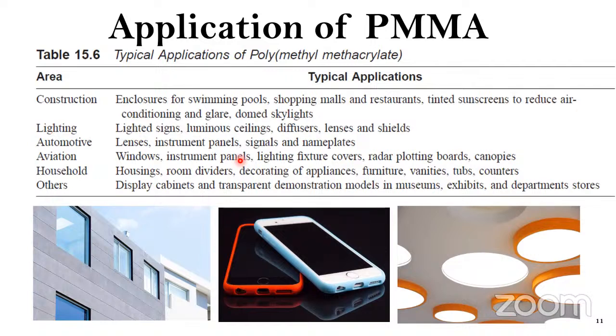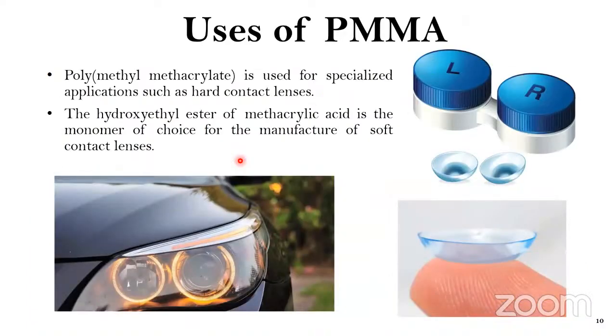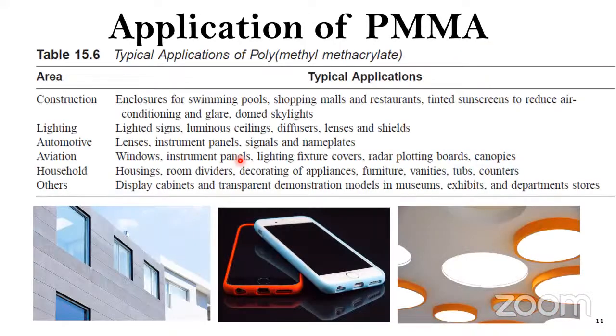Yes, sir. So the second application is lighting systems: lighted signs, luminescent ceilings, diffusers, lenses and shields. PMMA is used in those applications too. Then automotive. In the recent slide I mentioned one photograph of a light shield. That is made of PMMA: lenses, instrument panels. Then the sheets over signal lights are also made of PMMA.